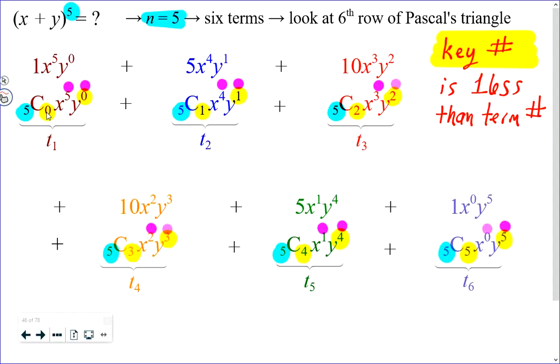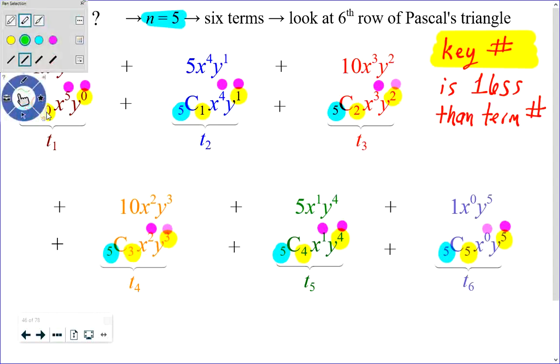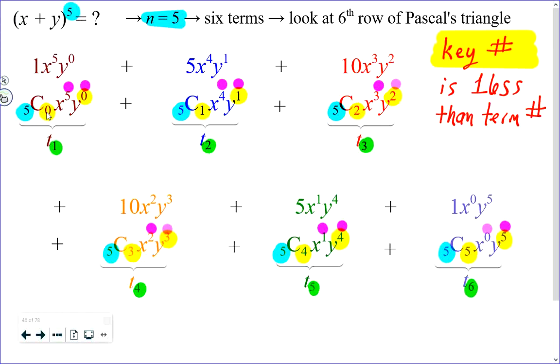If you take a look, I guess I will use a green highlighter, at the term number 1, term number 2, term number 3, term number 4, term number 5, term number 6. The term number is always a little bit bigger, specifically 1 bigger than the key number. The key number, which is yellow, is 1 less than the term number. If you are ever asked to find the 7th term, then you have to use a key number of 6.